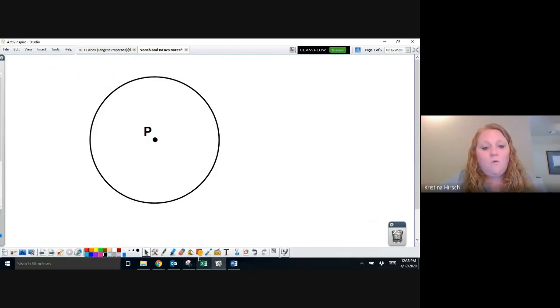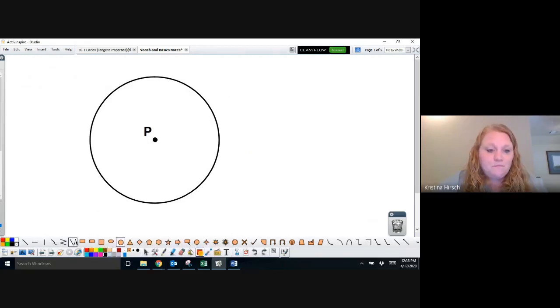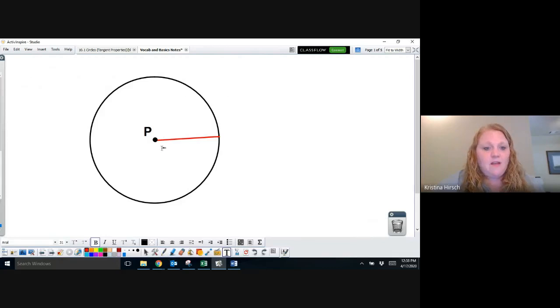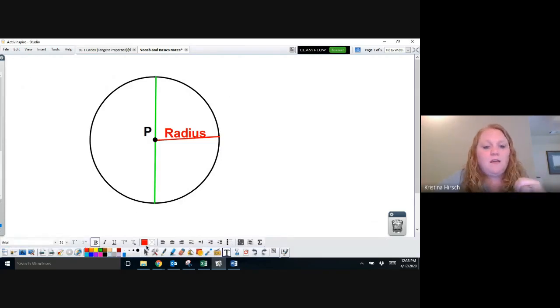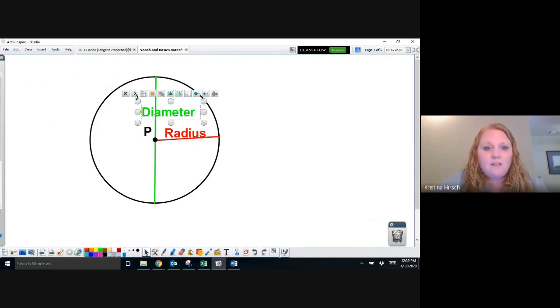All right. You also need to know what a radius is. A radius is any segment that goes from the center of a circle to the outer edge of the circle. That is considered a radius, and it only goes halfway across. So this is a radius. Now you also have a diameter. A diameter is sort of like a radius. It does go through the center. However, the diameter has to go not just through the center, but all the way across. So it goes from edge to edge in a circle, and it goes through the center. All right, so that's a diameter.